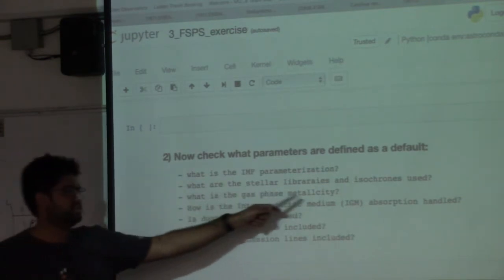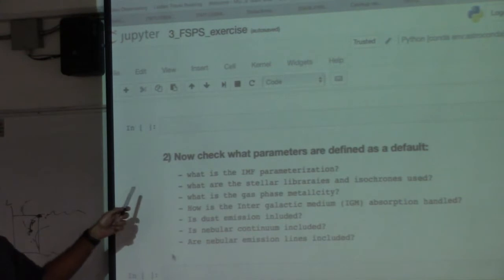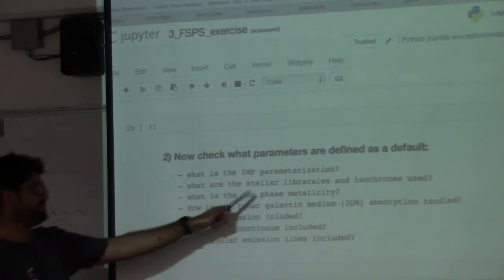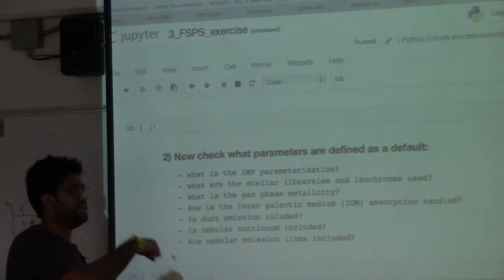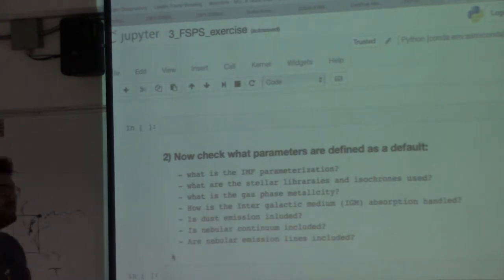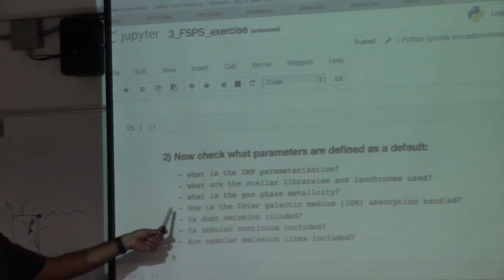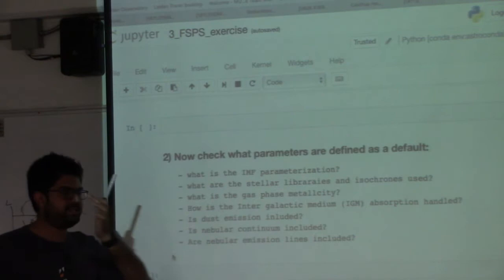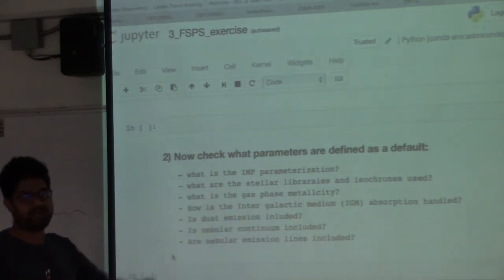Stellar libraries and isochrones, I think, is MILES and BaSTI, right? Basel or something, right? Yeah. And you can change that in FSPS, not in the Python package. And how to change it is given in the manual as well. The gas phase metallicity is normally kept the same as the solar metallicity.